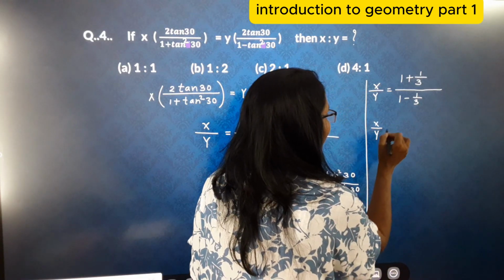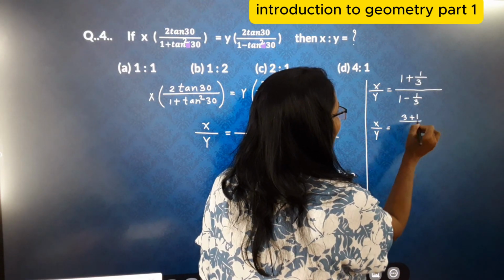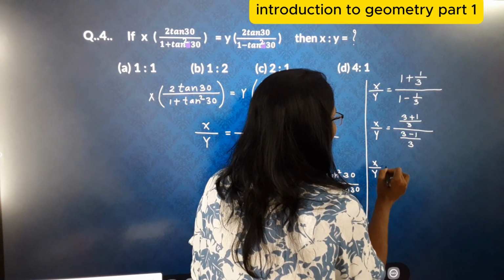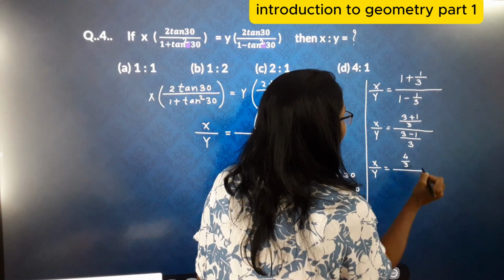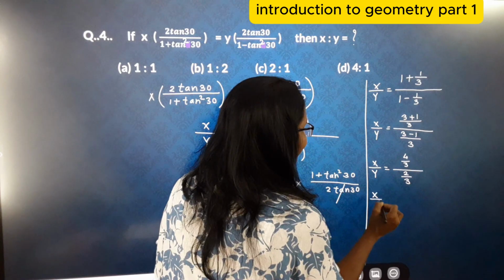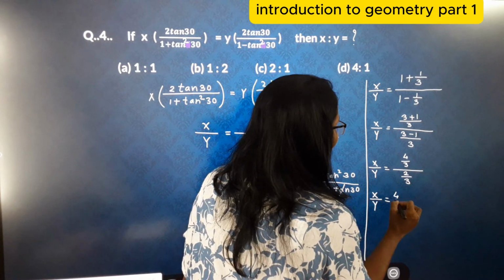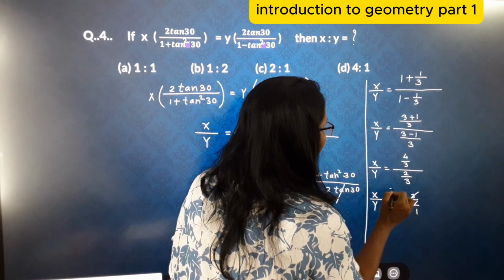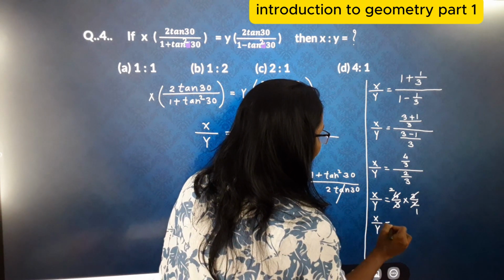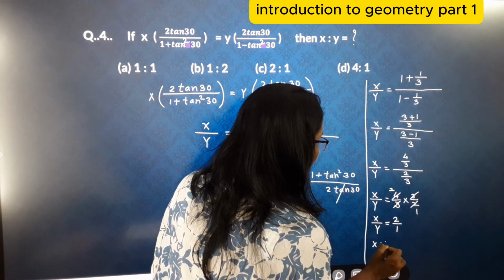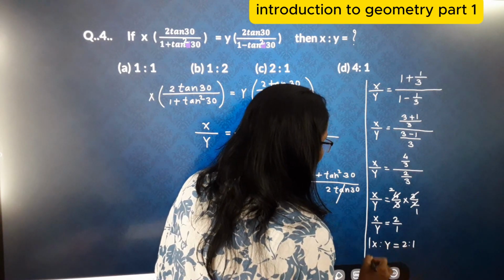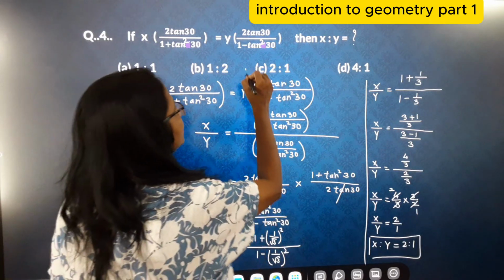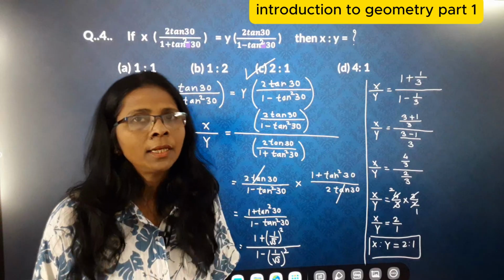So x upon y is equal to (3 plus 1) upon 3 divided by (3 minus 1) upon 3. So x upon y is equal to 4 upon 3 divided by 2 upon 3, which is 4 upon 3 multiplied by 3 upon 2. The 3s get cancelled, 2 1s are 2, 2 2s are 4. So x upon y is equal to 2 upon 1. So students, x is to y is equal to 2 is to 1. This is the ratio, so option C, 2 is to 1, is the correct answer.